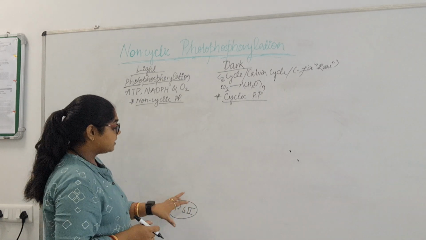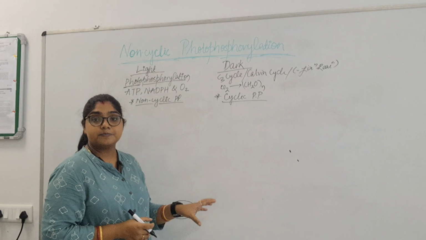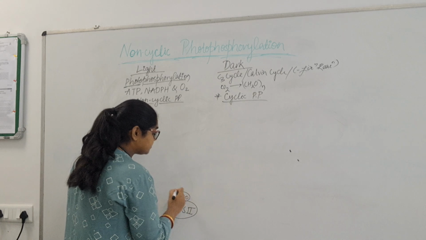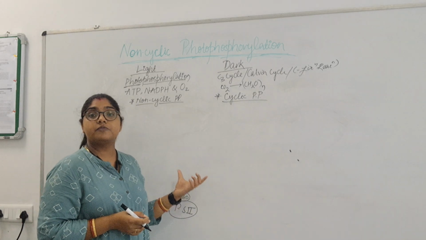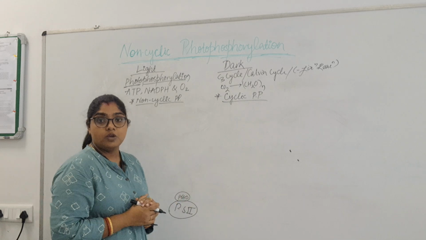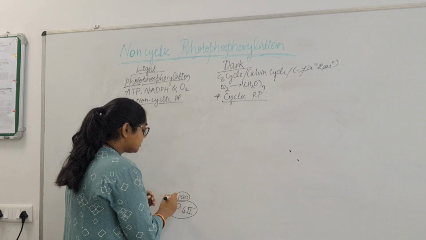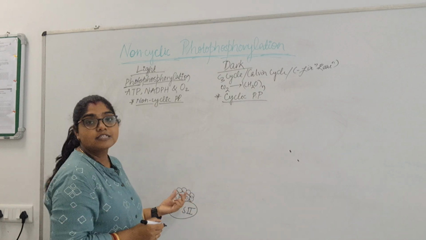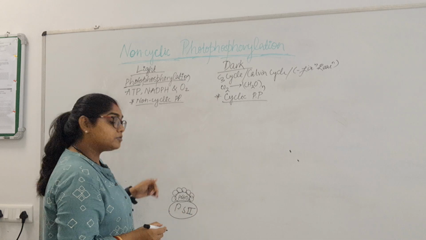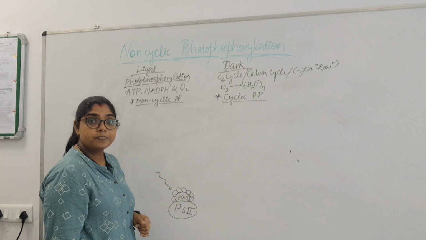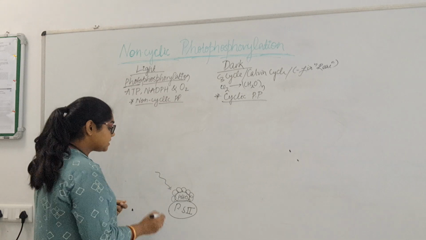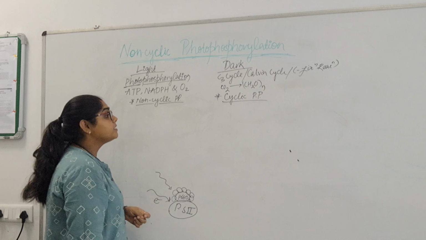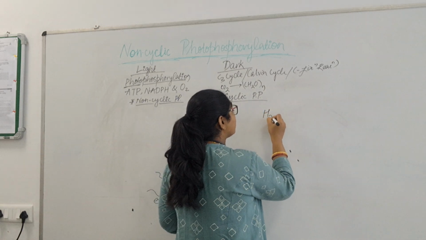Now, there is a special chlorophyll molecule present in photosystem 2, special chlorophyll A, that is known as P680, because it can absorb light of wavelength 680 nanometer. Along with it, it also contains some other light harvesting complexes. These light harvesting complexes and the special pair of chlorophyll A molecules absorb the light energy. Along with that, it absorbs an electron. From where does this electron come? It comes from the photolysis of water molecule.